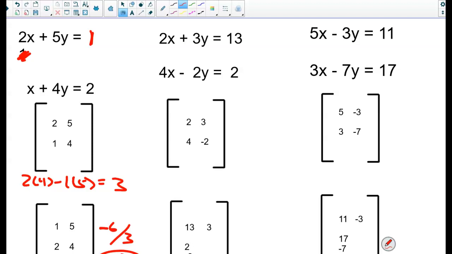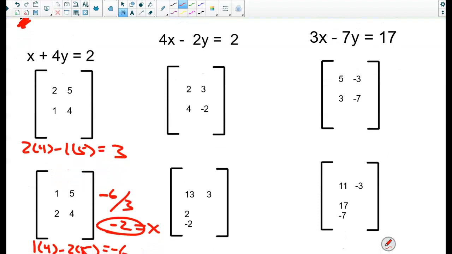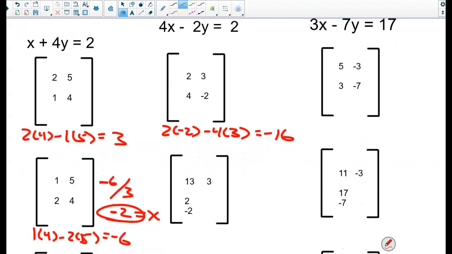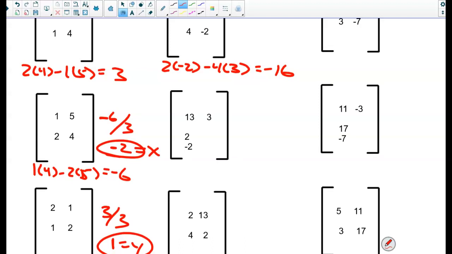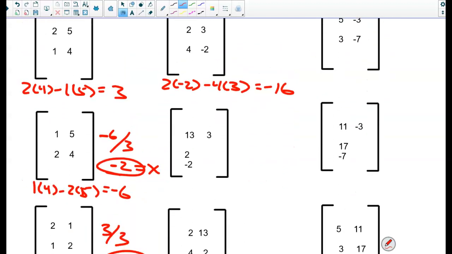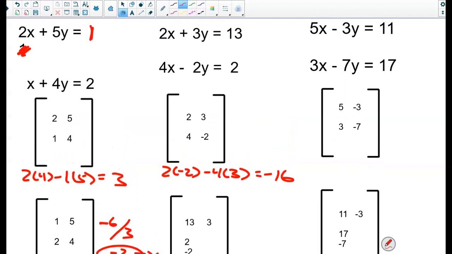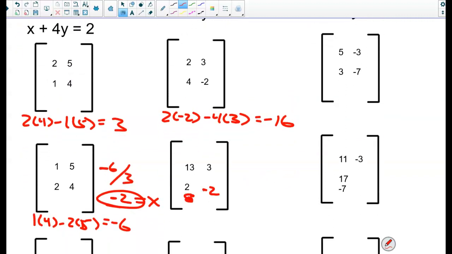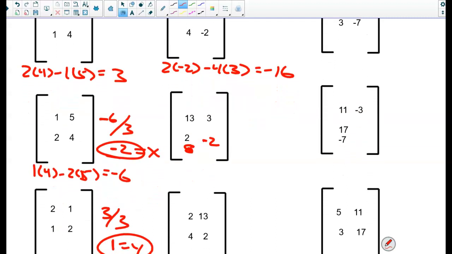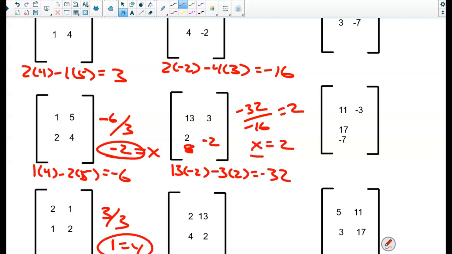Second one, my coefficients, 2, 3, 4, negative 2, and there's my 2 by 2 matrix. 2 times negative 2 minus 4 times 3 is negative 16. Then we have 2, 4. Sorry about that, this kind of got messed up here. Fix that. We replace the x coefficients with 13, 2, and we keep the 3, negative 2. 13 times negative 2 minus 3 times 2 becomes negative 32. And negative 32 over negative 16 equals 2. So my x equals 2.